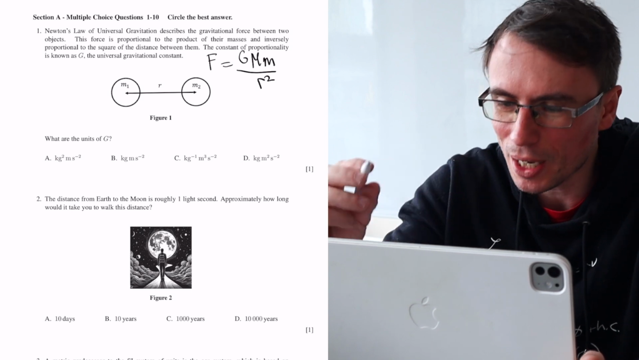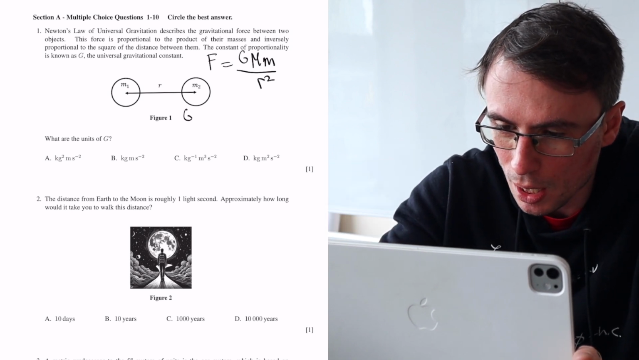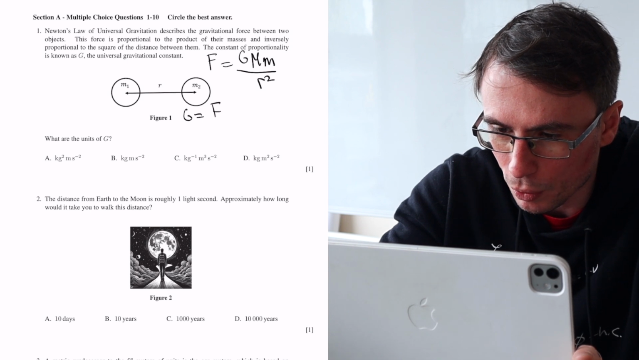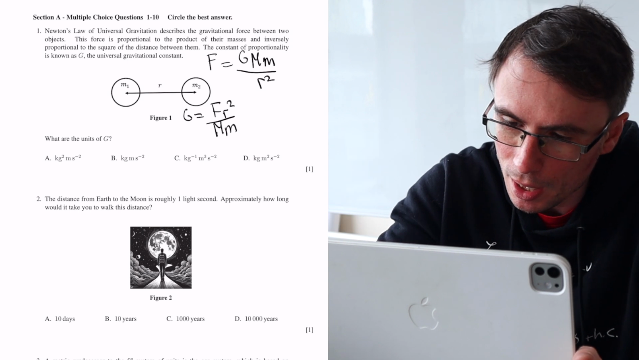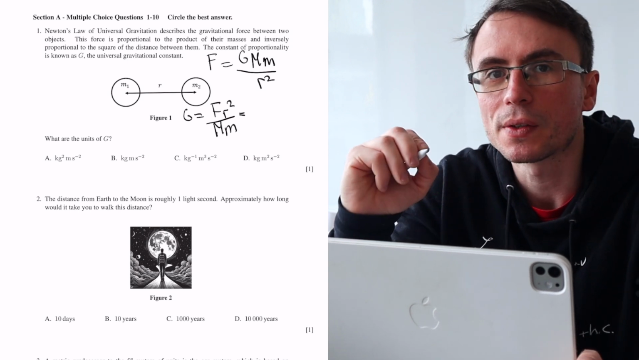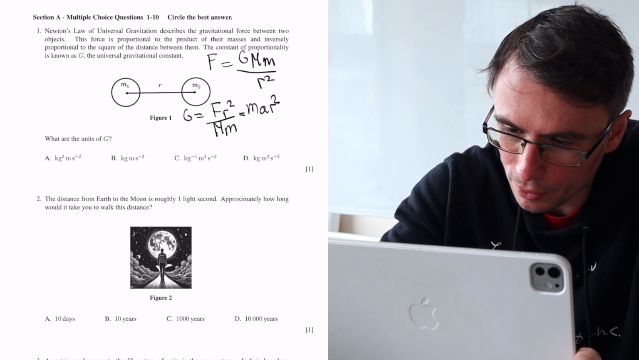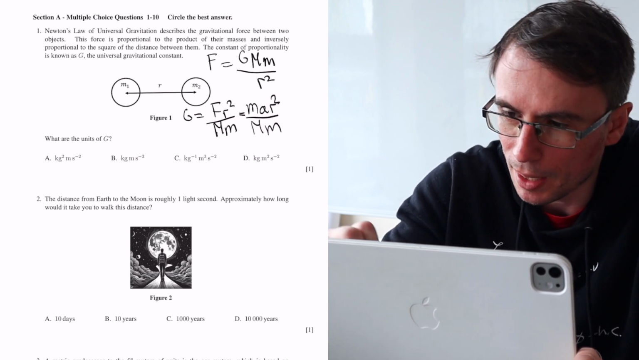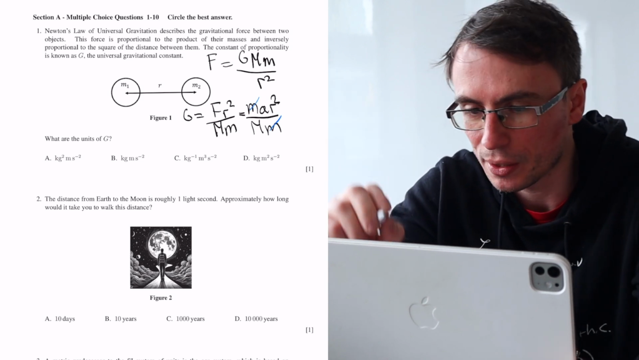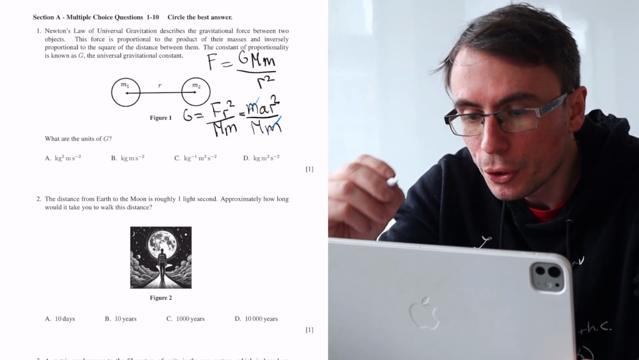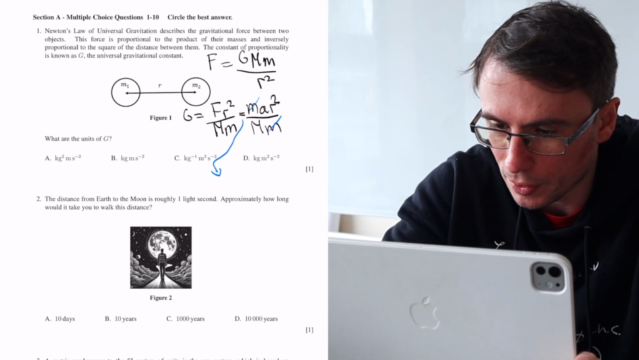The best way to tackle problems like these is to simply rearrange for G, and G will be equal to F r squared, divided by M and then m. Now I like to simplify and say that force is equal to mass times acceleration, r squared over M m. And notice how those two m's are just going to cancel out. So what units are we going to be left with? Tell you what, let's write this over here.